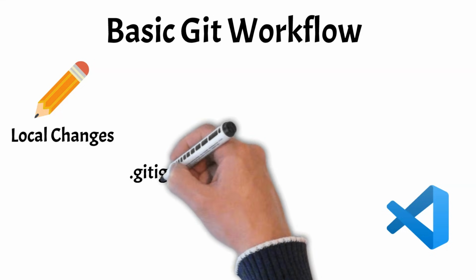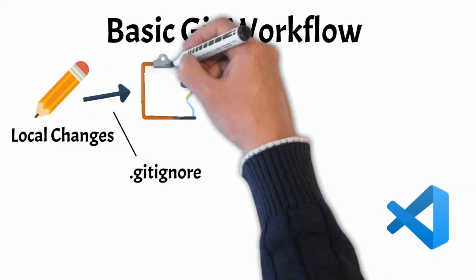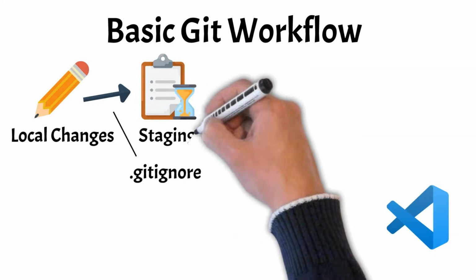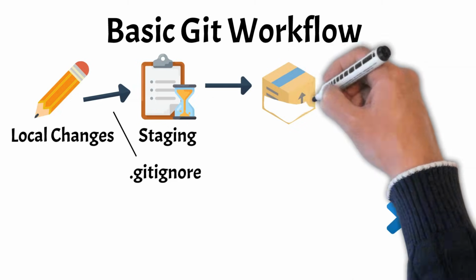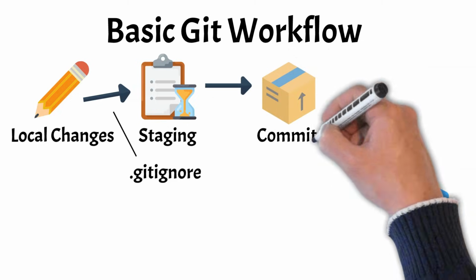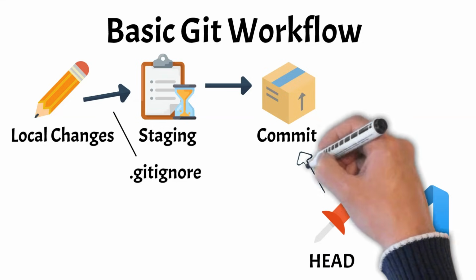Local changes can be filtered by a .gitignore file so unnecessary files don't clutter your repository. When you're ready to track progress, you add your work to the staging area, preparing it for the next step. A commit then takes a snapshot of your project's state and HEAD marks which commit you're currently on.